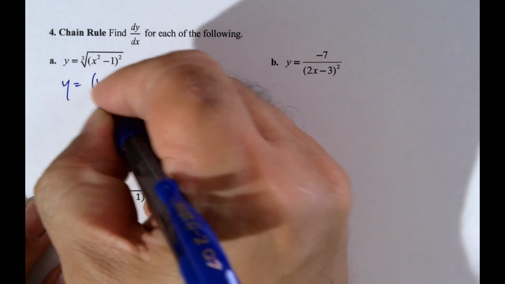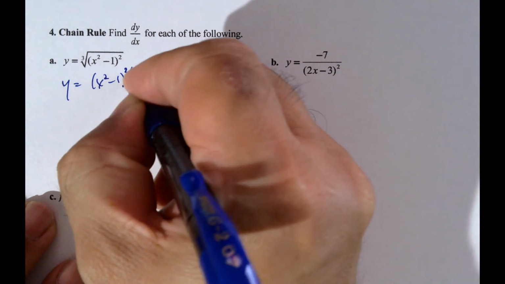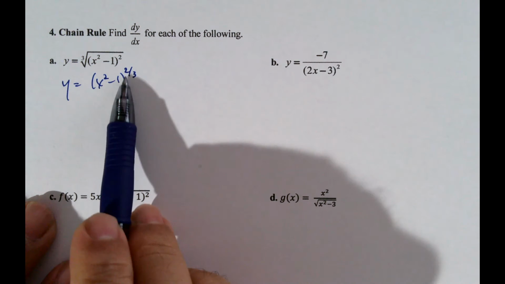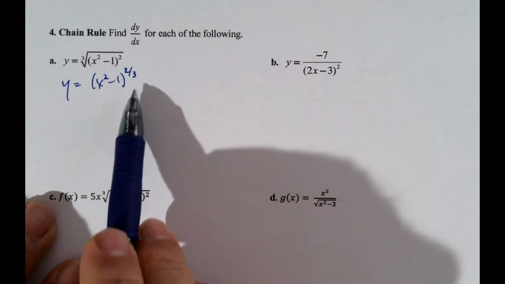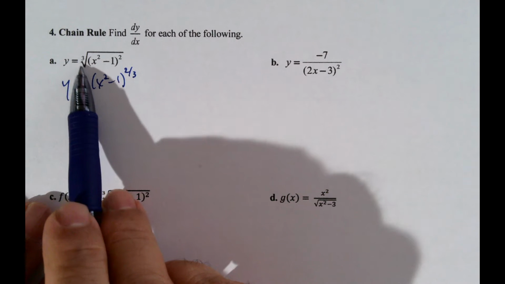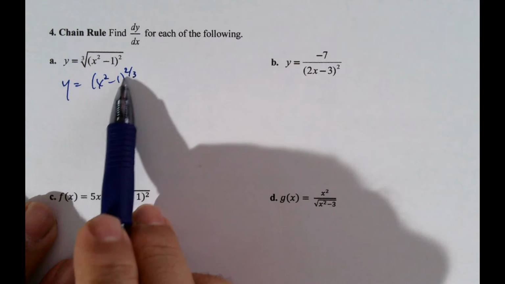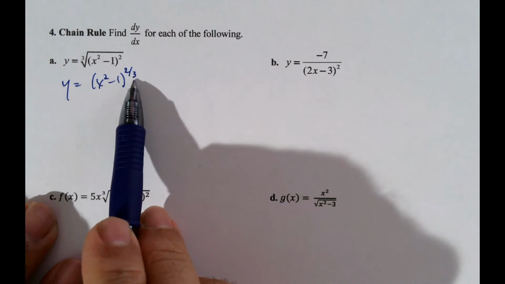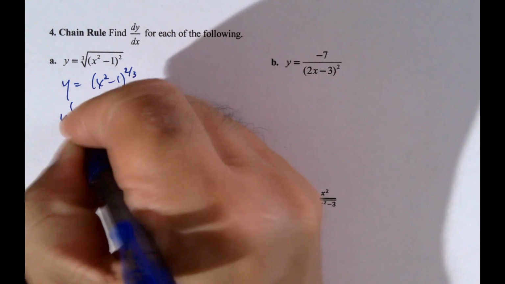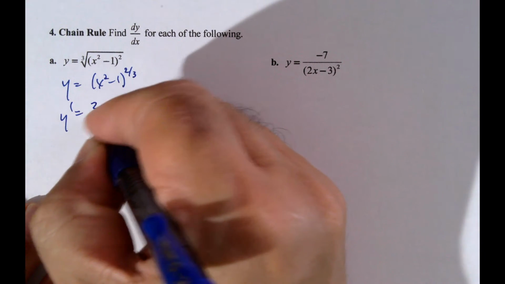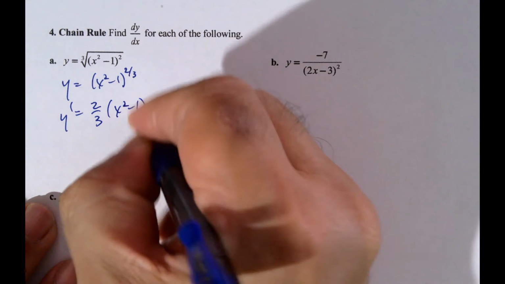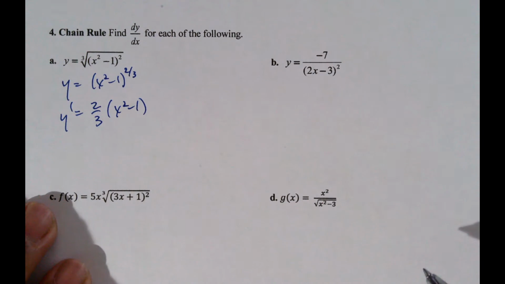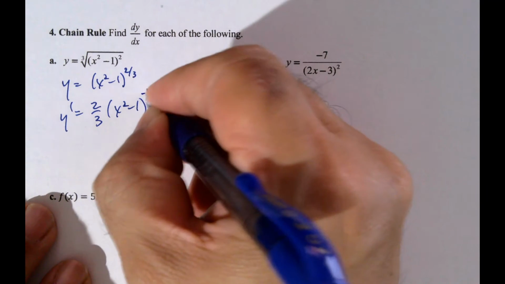All right, so I'm going to rewrite this as (x squared minus 1) to the 2/3 power. There's the 2. The 3, remember, is a cube root, which can be written with a fractional exponent of 1/3. So that's where that 3 comes from. Now I take the derivative. I'll bring forward the exponent, keep the inside, subtract 1 from the exponent. 2/3 minus 1 is negative 1/3.